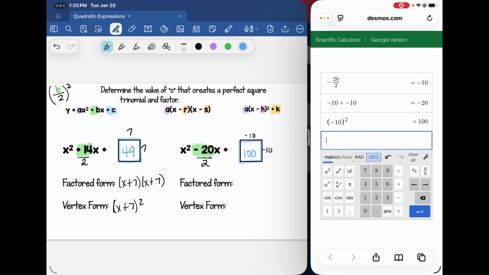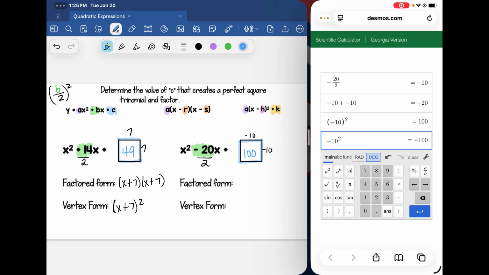So, Ms. Carter, why did you put a parentheses? If I don't, and I put -10 squared, it tells me that's -100, but that is not true because a negative times a negative gives me a positive. That is why you must use your parentheses.